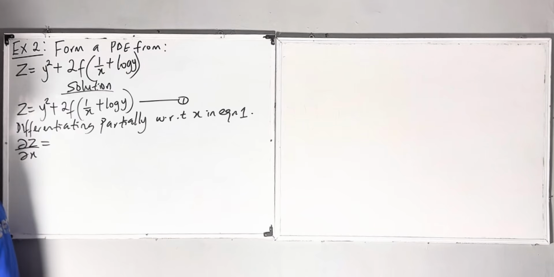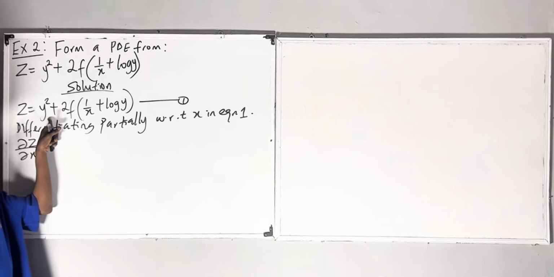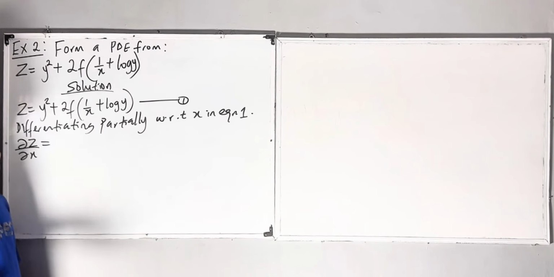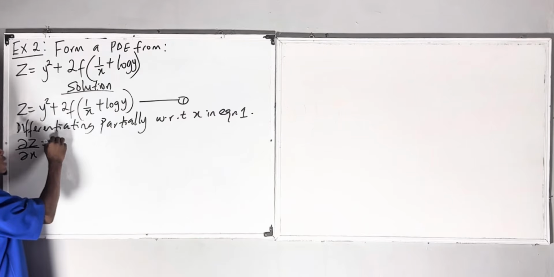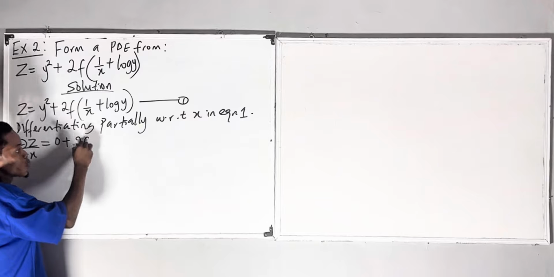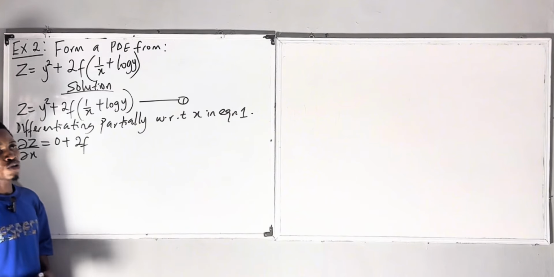If I differentiate y squared with respect to x, you can see that y squared is not affected by x. Because it's not x, I'm going to consider it as a constant. Whenever I differentiate a constant, I'm going to have 0. So here is 0 plus. Let us take 2f. It's a product. I'm going to differentiate all this.